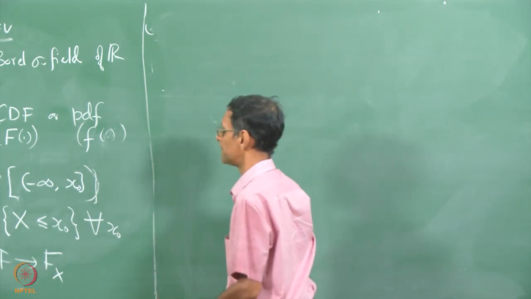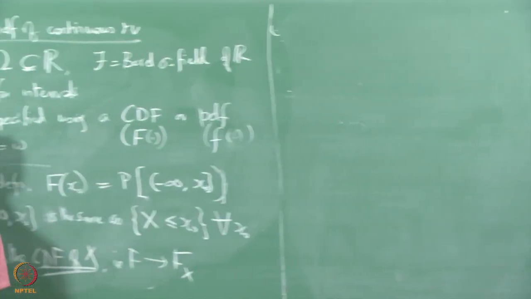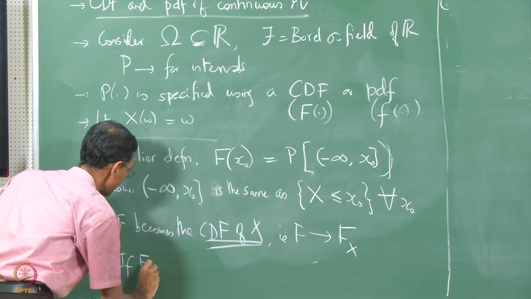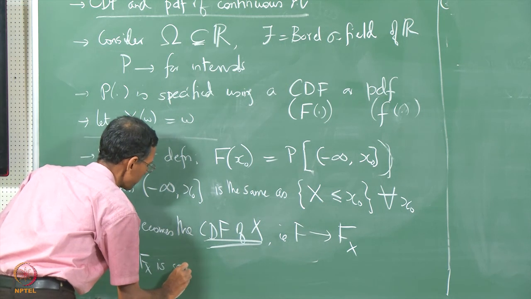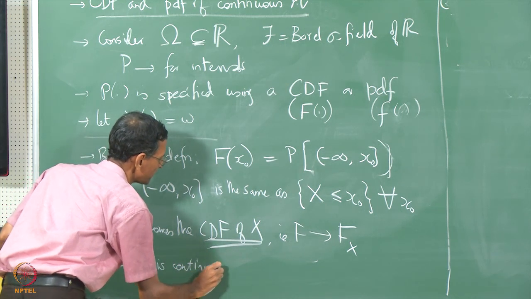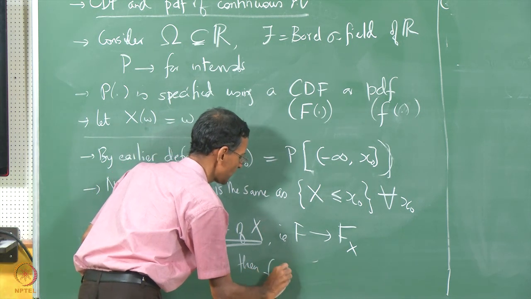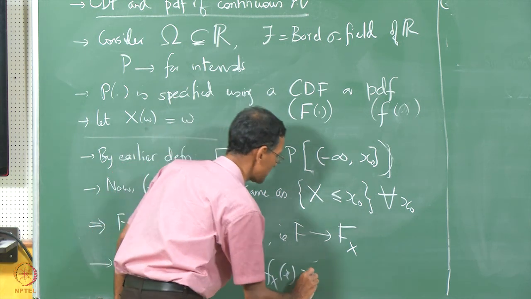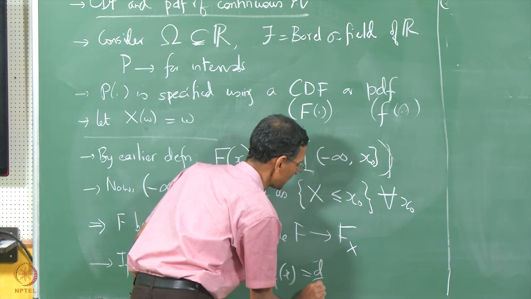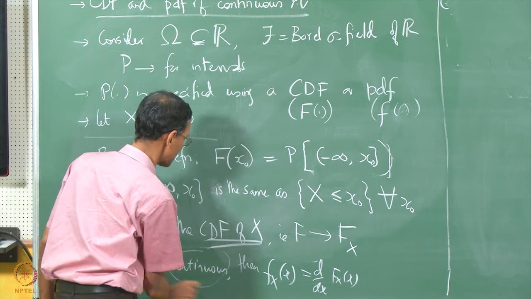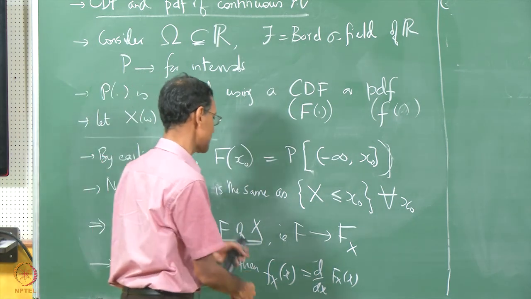So, if capital Fx is continuous, then small fx of x, that is, the PDF of x, becomes the derivative. In the sense that here we are not going to worry about the differentiability angle so much, as we already said in some previous lecture.